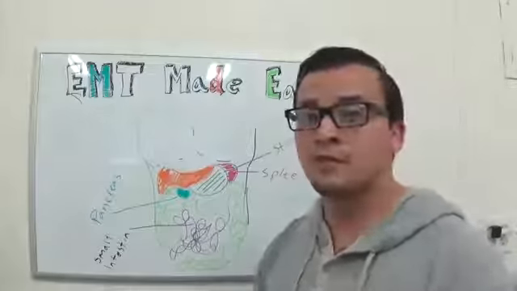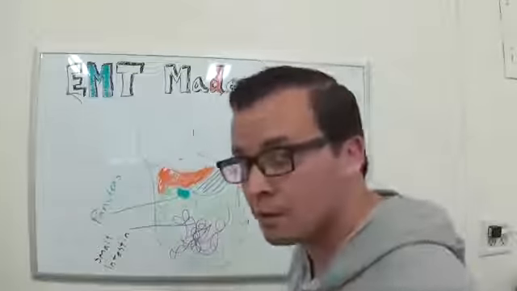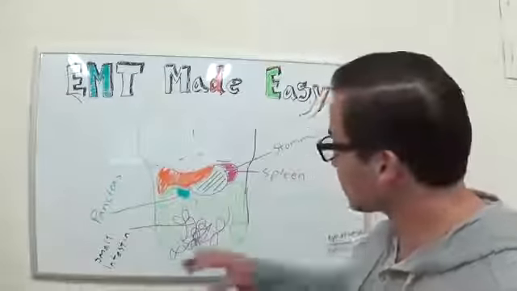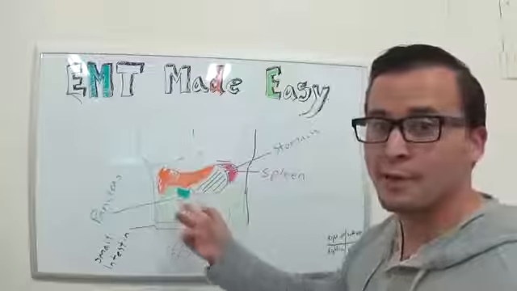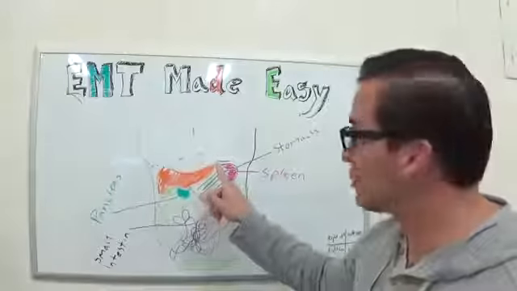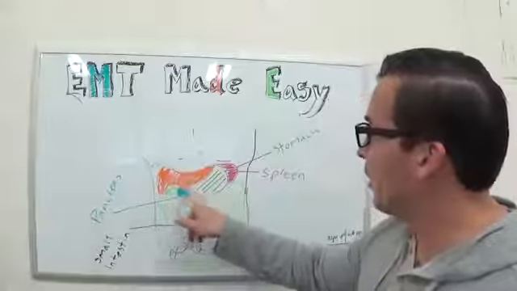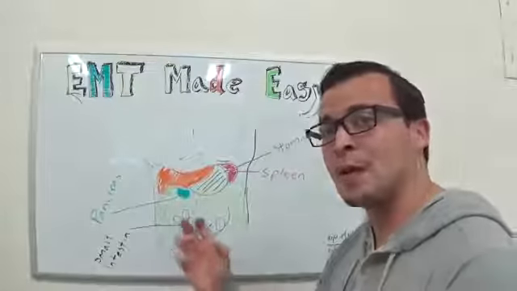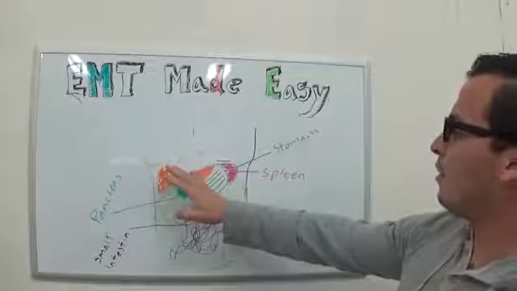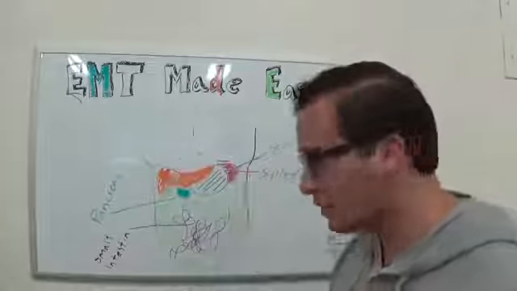Alright, so first things first, we have two types of organs in the abdominal region. We have your solid organs, so that would entail like your liver. So this right here is your liver. Then you have your pancreas kind of tucked in underneath behind the liver. Your spleen is kind of on the left side of the patient.